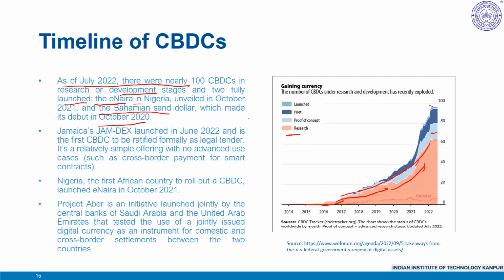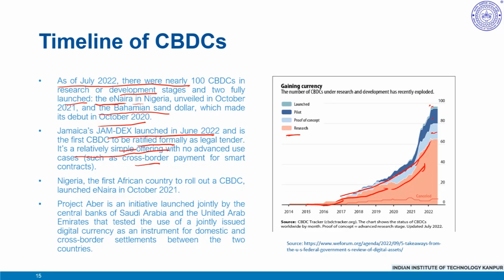One example, Jamaica's Jamdex launched in June 2020 and is the first CBDC to be ratified formally as legal tender. It is a relatively simple offering with no advanced use case, for example, cross-border payment for smart contracts. Jamdex isn't blockchain based, unlike Bahamas Sand Dollar and the Eastern Caribbean Central Bank's D-Cash.